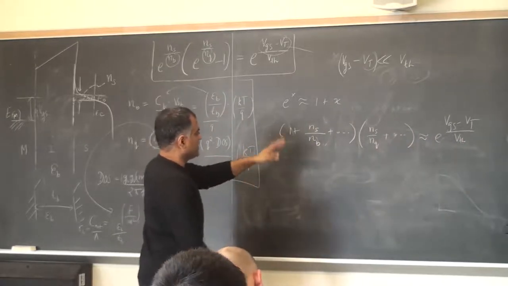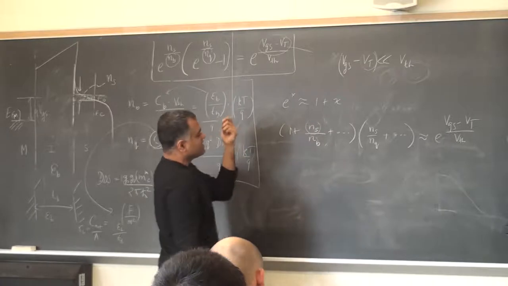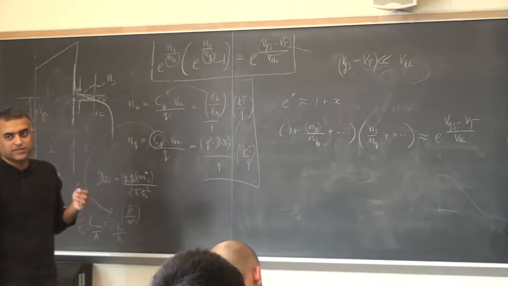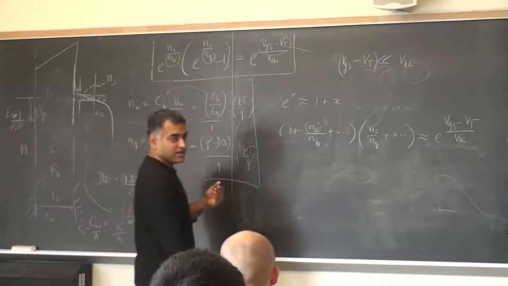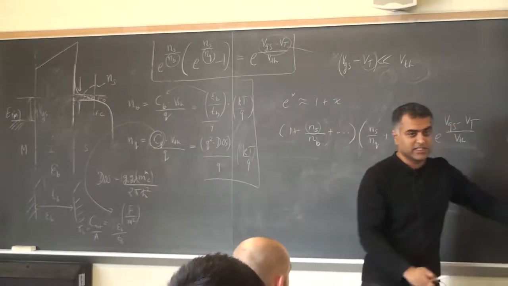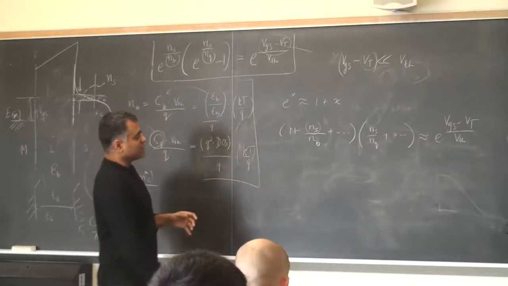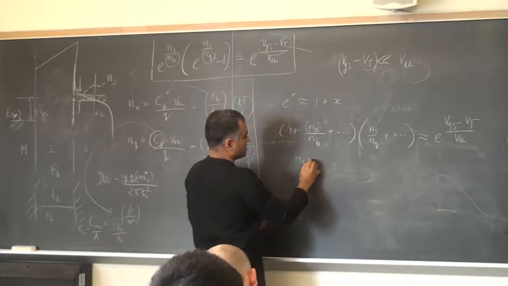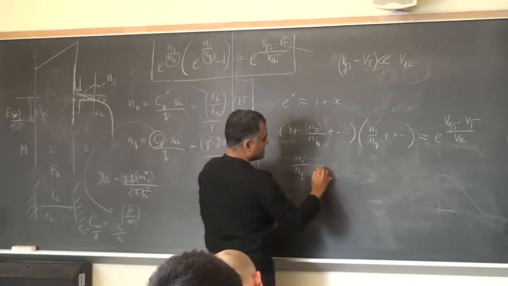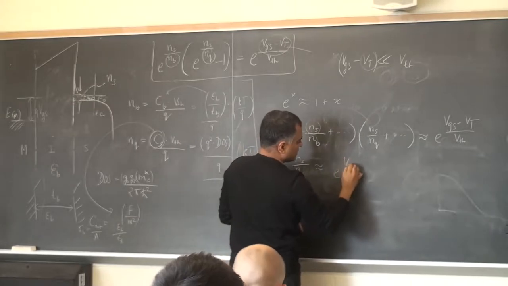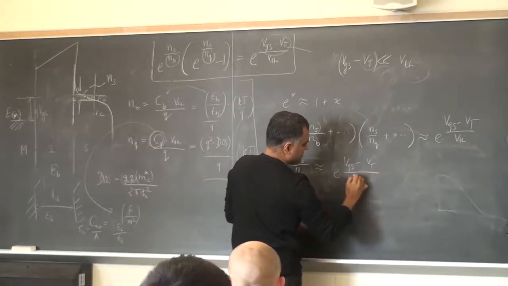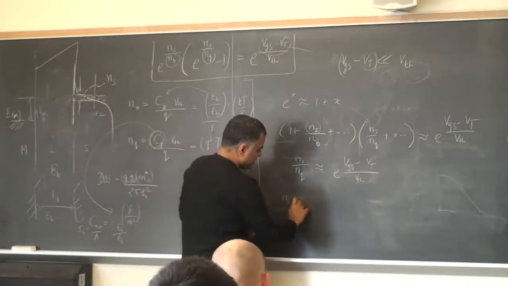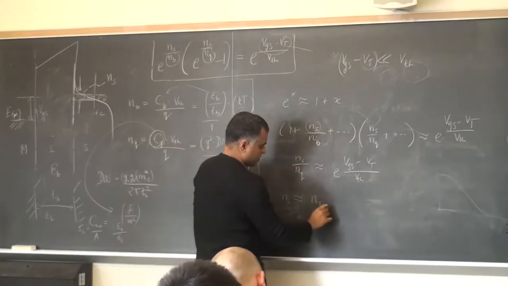And now remember this ns is a sheet density; it cannot be negative. It's how many electrons you have per unit area, so it cannot be negative. It can be very close to zero, can be 10 to the power minus 12, but it can't be negative, right? So it's always positive. As a result, you can again say that the square term is also negligible, and you get only the linear order term, and ns over the quantum concentration is roughly equal to e to the power the gate voltage minus the threshold divided by the thermal voltage here. And therefore, the electron density is roughly equal to this quantum concentration times this exponential.